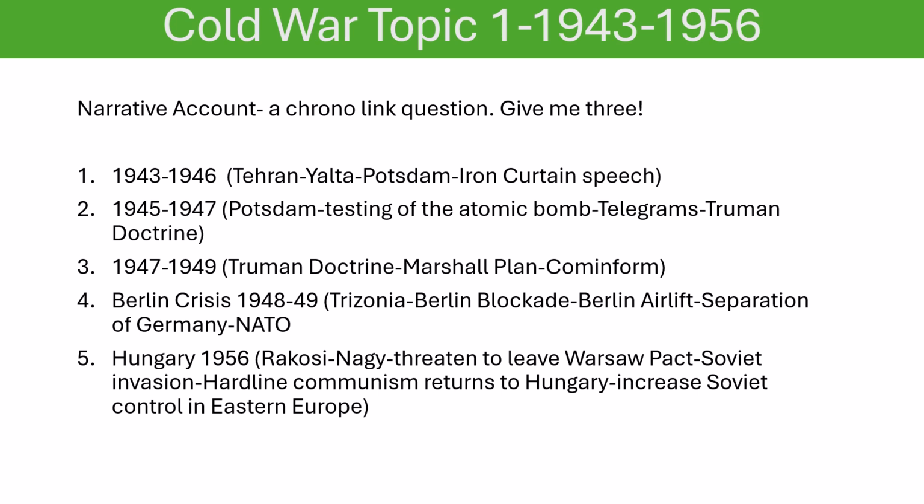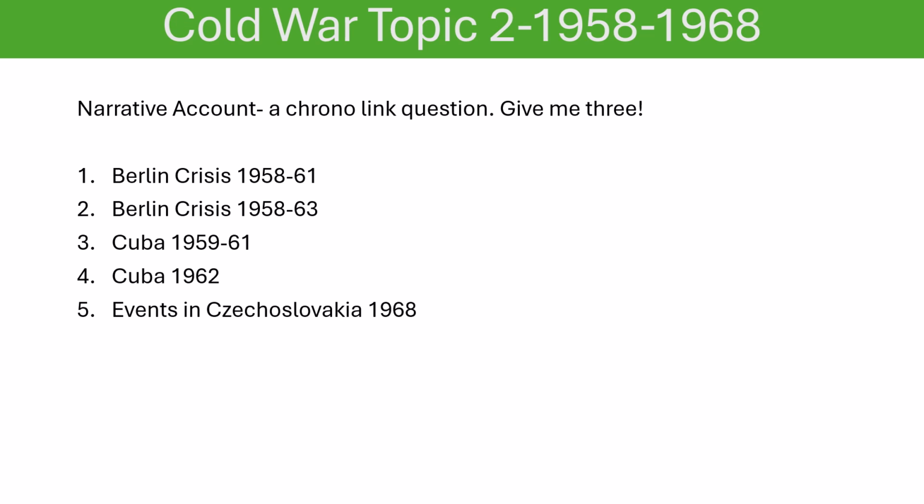So let's have a look next at Cold War topic 2 and see if we can do the same thing. Cold War topic 2 covers the period of time from 58 to 68, and what we're looking at there really are 3 Cold War crises. So what's happening in Cuba in that time, what's happening in Germany in that time, and what's happening in Czechoslovakia. So with that in mind, you've got 5 time periods or events on the screen in front of you. I would like you to write down 3 things that you could write about for each of those time periods or events. So pause the video for 3 minutes and have a go.